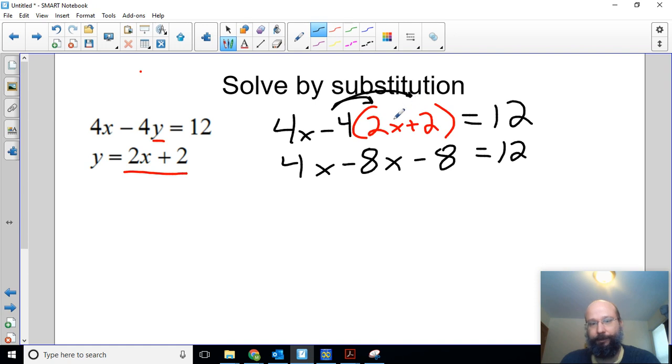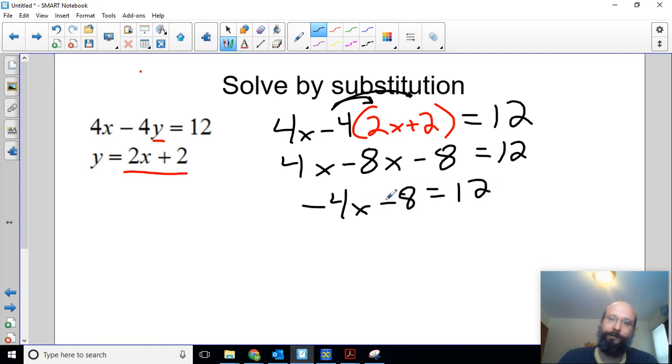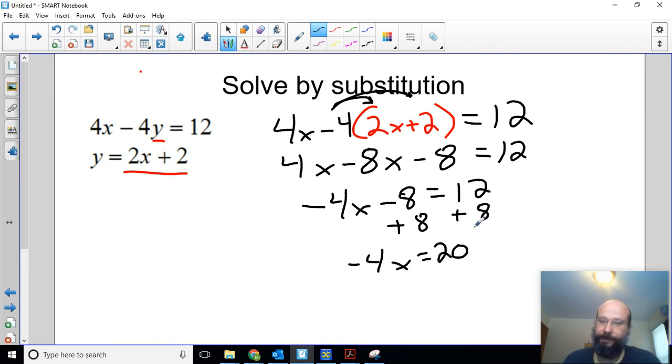After the distributing, you are going to combine like terms. Right? 4x minus 8x, I can just subtract them in this case. 4x minus 8x is negative 4x. Then I move the negative 8 over. Negative 4x equals 20. 12 plus 8 is 20. And then I'm going to divide by negative 4. X equals negative 5. So that gives me my x.